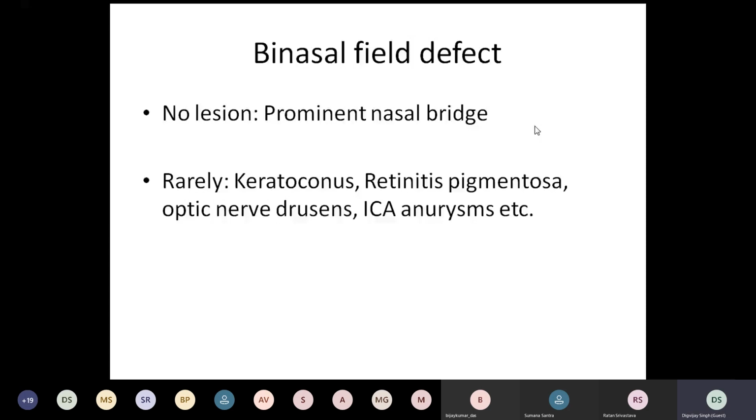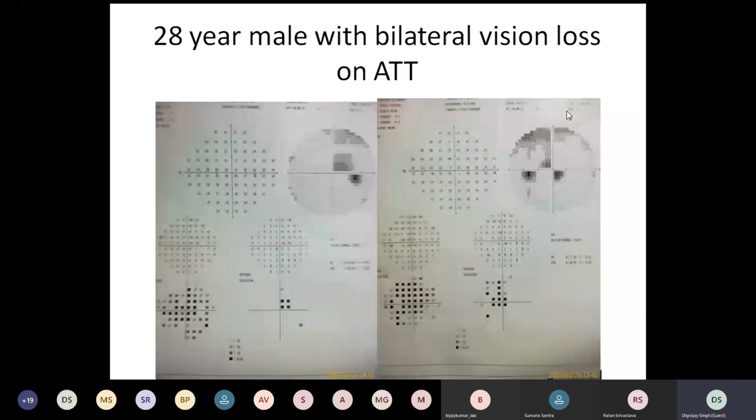But the other reasons that you could have, rarely, keratoconus can cause it, retinitis pigmentosa can cause it, you get a ring scotoma, part of that may be caught. Optic nerve drusen can cause it, aneurysms of the carotid artery, the intracranial portion of the internal carotid artery, can cause it. So these are rare defects, but you may get them. So you should know at least about them, even if it just comes as a part of your viva.